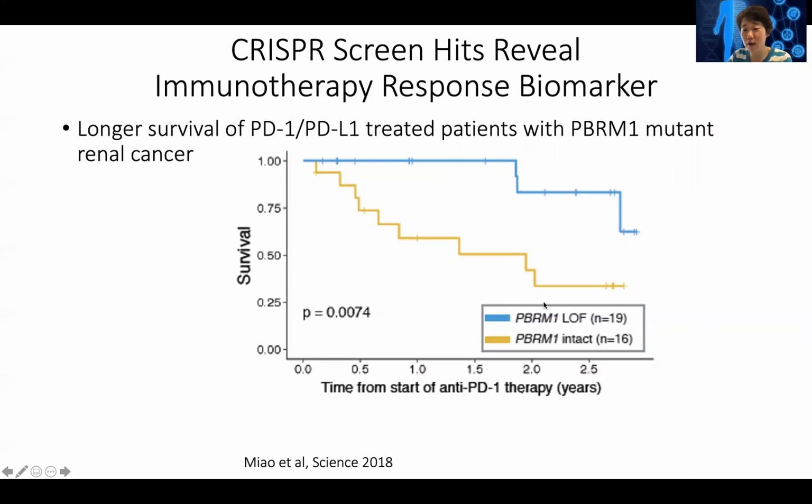But if they have the wild type PBRM1, well, they may or may not respond to T cell mediated killing, and so there you have more cancer death. And so you can see here the CRISPR screens again give us an immunotherapy response biomarker, and it discovered that if the patient has a loss of PBRM1, they will respond better to a PD-1 treatment.